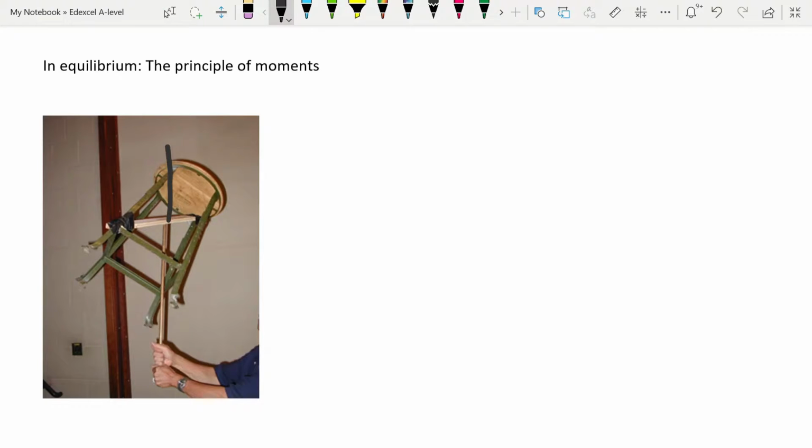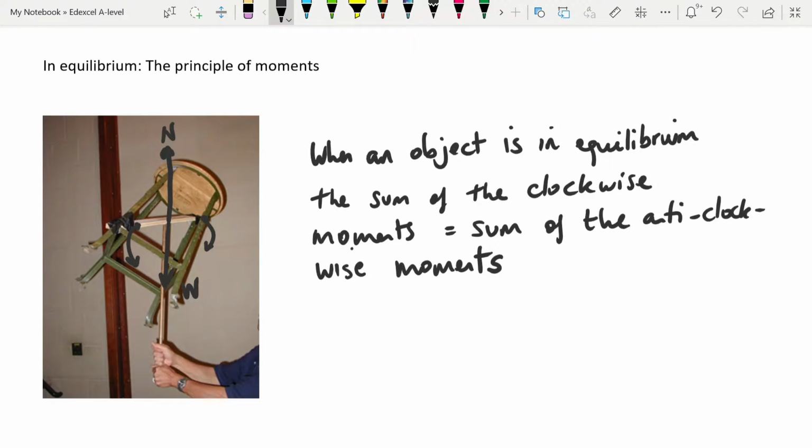So in this example here, we have the normal contact force from the stick balancing out the weight of the object. So that's number one. And then any clockwise moment that might be caused by the weight of the stool on the right-hand side is going to be equal to any anti-clockwise moment caused by the weight that is hanging over on the left-hand side. It is important to remember that both conditions must be met: the moments have to balance, but also the forces have to balance.